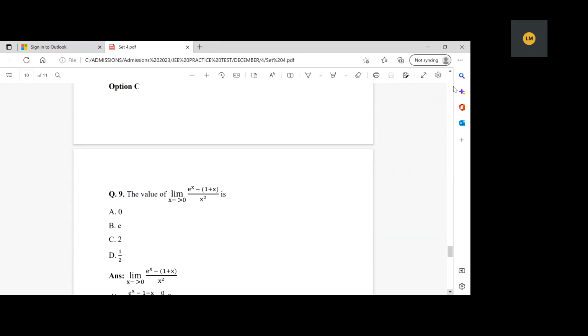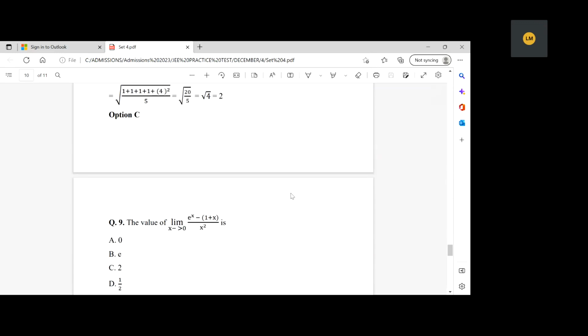This is a very simple question. There are different methods to solve this. You can even substitute the formula for e raised to x and solve it. The value of limit x tends to 0, e raised to x minus 1 plus x, or it can be even 1 minus x, by x square equal to, is it 0, e, 2 or 1 by 2?